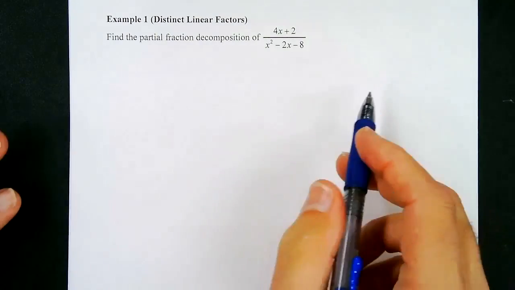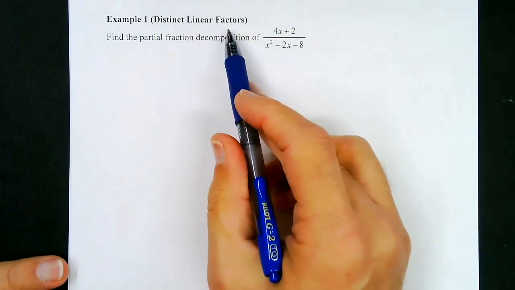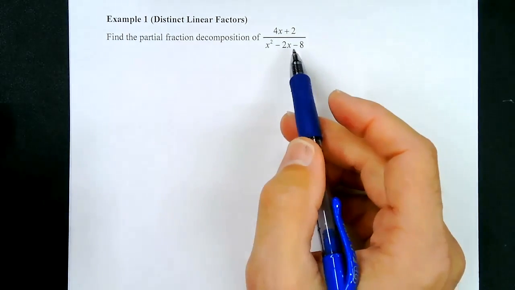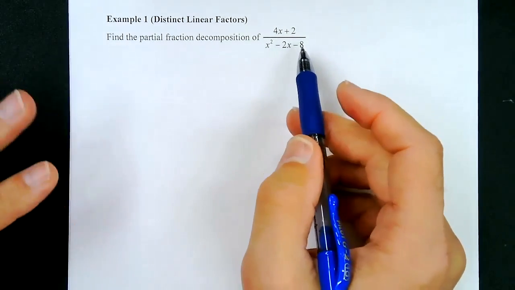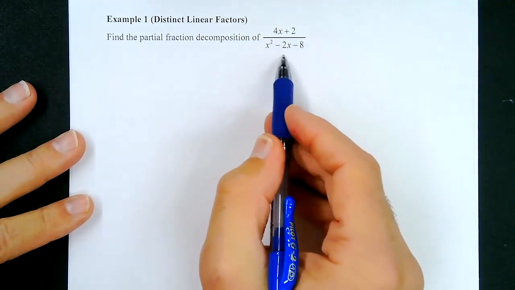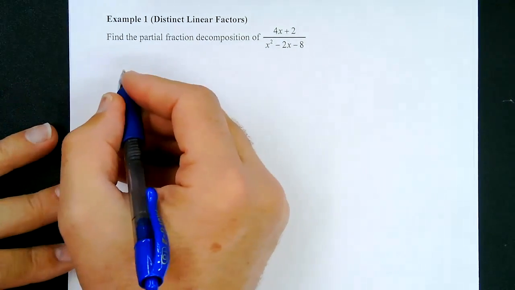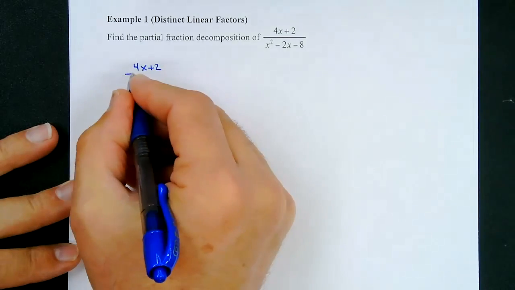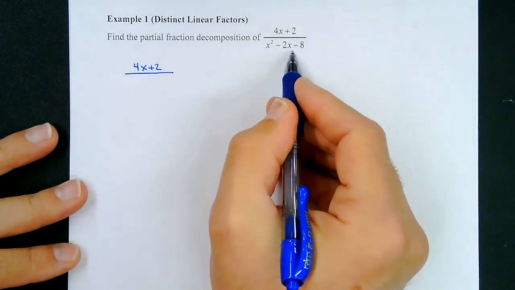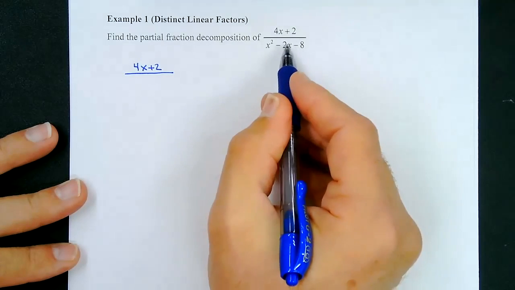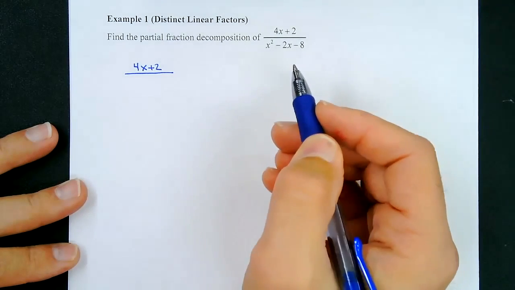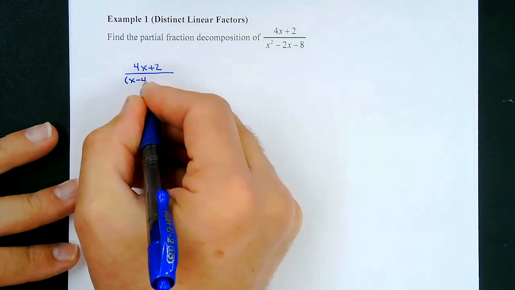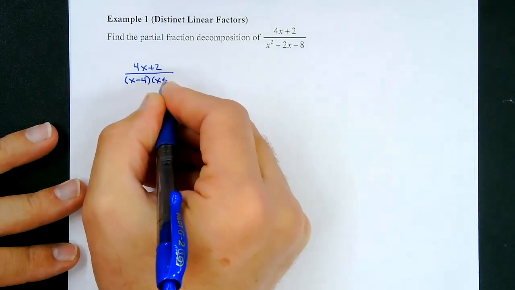Okay, so here we go. These are called distinct linear factors, so we don't have repeated factors in this. I'm going to talk about what we do when we have repeated factors in just a minute. But what we want to do is factor this denominator. So we have 4x plus 2 over, and when we factor this, we have to think of two numbers that multiply to give you negative 8 and add to give you negative 2. That would be negative 4 and positive 2. So this factors into x minus 4 times x plus 2.